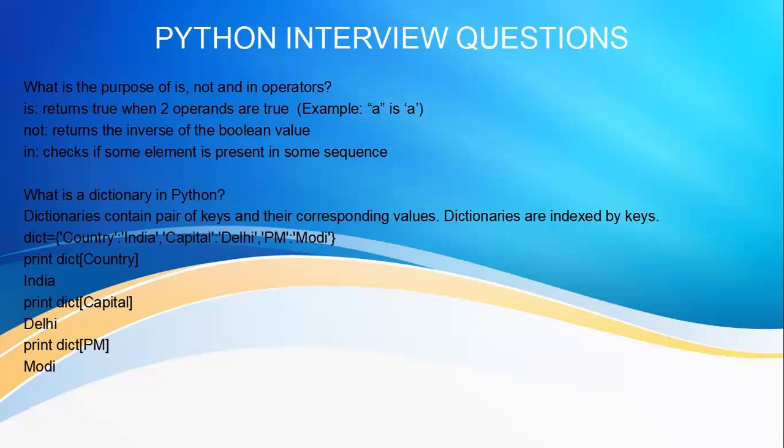And everything in Python is like an array. Even a string is also an array. Even a list is also an array. It has an index. So let's move on to the next question.